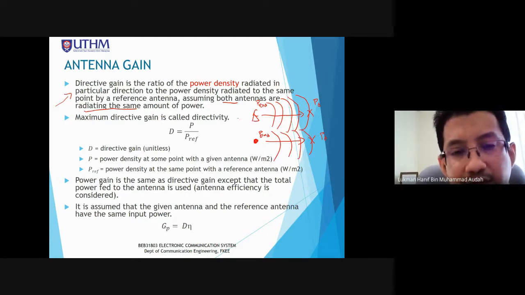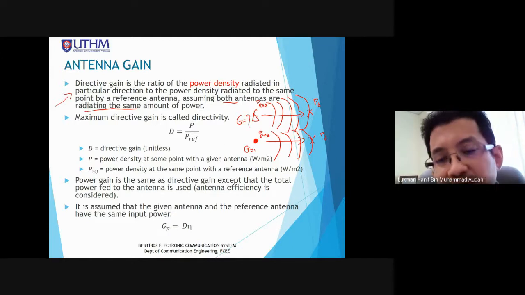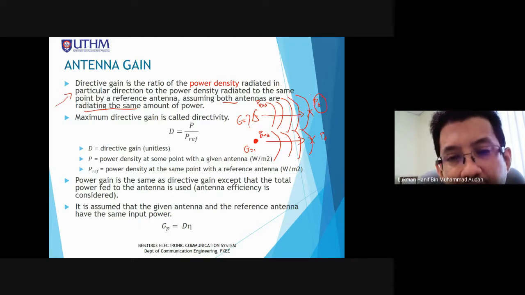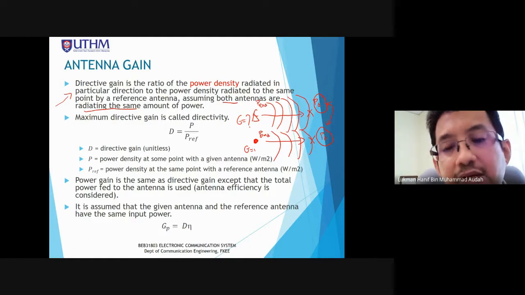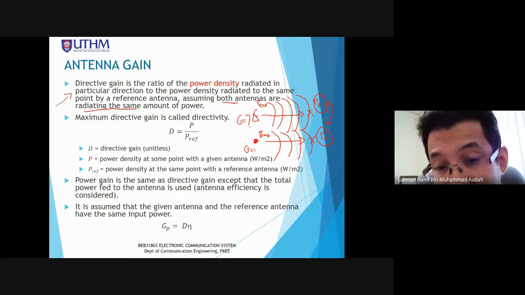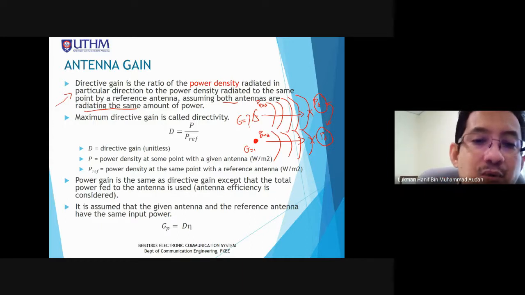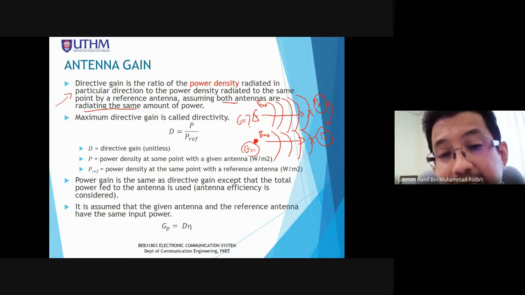Dan perlu dilihat di sini bahawa untuk isotropic antenna, dia punya gain adalah bersamaan dengan 1, manakala gain untuk real antenna biasanya lebih besar daripada satu, more than one. Okay, so the power density that we obtain at point X, same distance with the isotropic antenna. So berapakah nisbah antara kedua-dua ini? Okay, nanti kamu akan lihat bahawa power density yang dihasilkan daripada isotropic antenna ini lebih kecil berbanding dengan power density yang dihasilkan oleh real antenna. Okay, kenapa? Disebabkan oleh gain dia, sifat-sifatnya gain adalah bersamaan dengan satu.